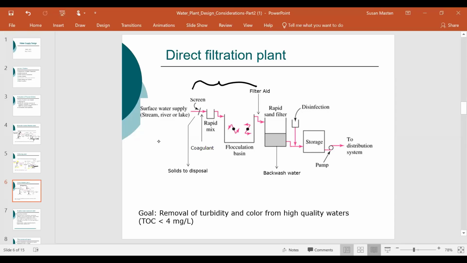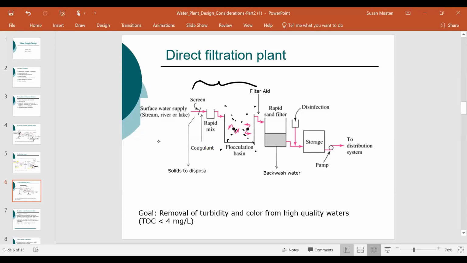So you notice there's no sedimentation. In some cases, there isn't even a flocculation basin. So in some cases, dotted line here, you don't even have a flocculation basin. Basically, you're allowing these chemicals to react within the piping network. And then we go into this rapid sand filter.